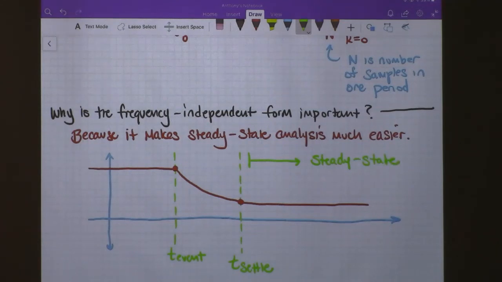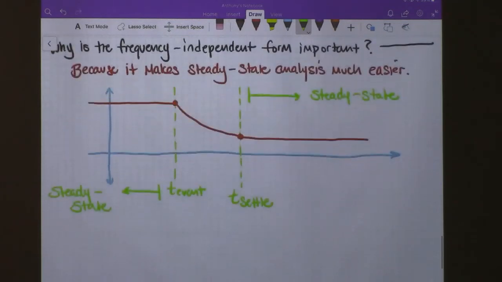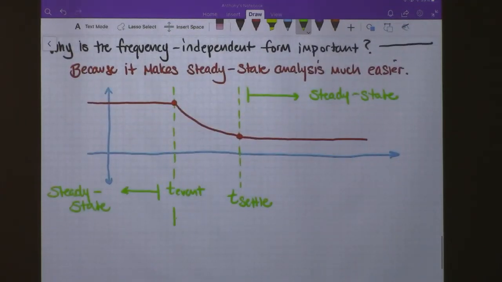Before the event occurs, we had a steady state condition, but in the middle, right here, this is called a transient period. Because transient, things are changing, things are moving.